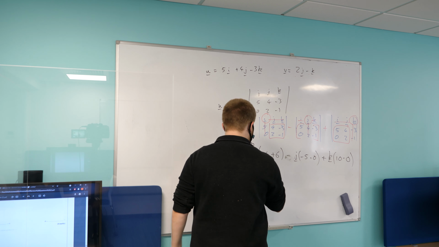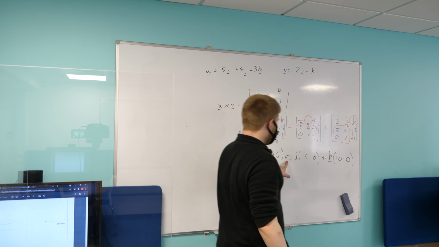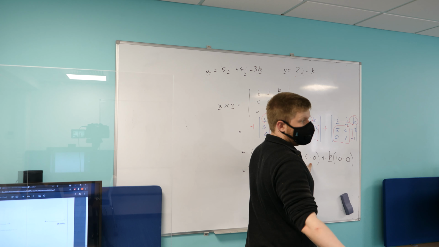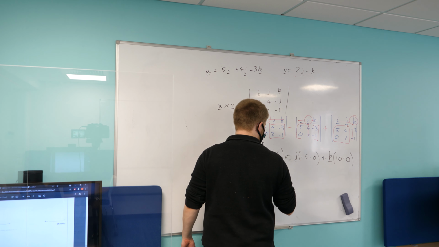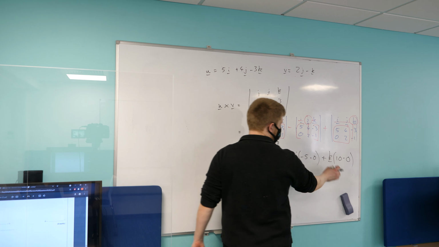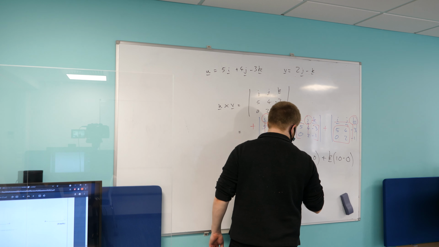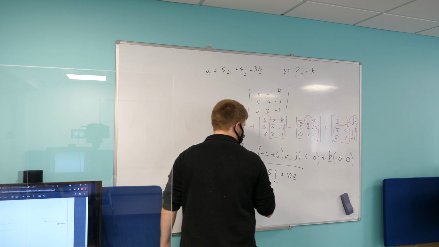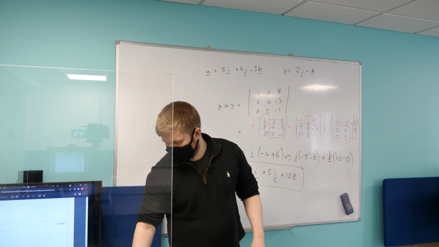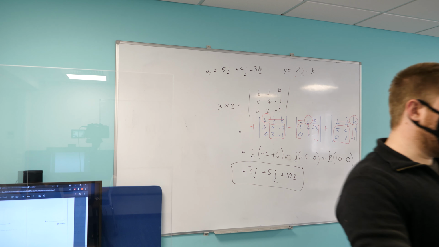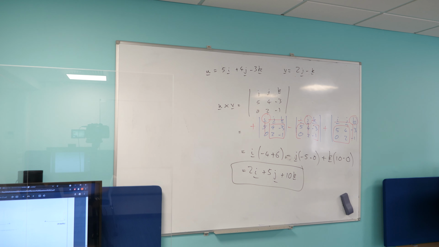So let's calculate this. 6 take away 4 is 2, so it's going to be 2i. Minus negative 5 take away 0 is negative 5, but it becomes a negative negative, which is a plus 5j. And this one is going to become plus 10k. That there is the vector product, or the cross product, of u cross v. Now just remind me, what is this vector that we've calculated? What does it give us?